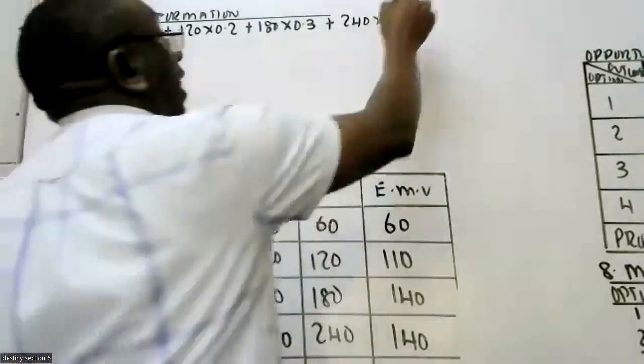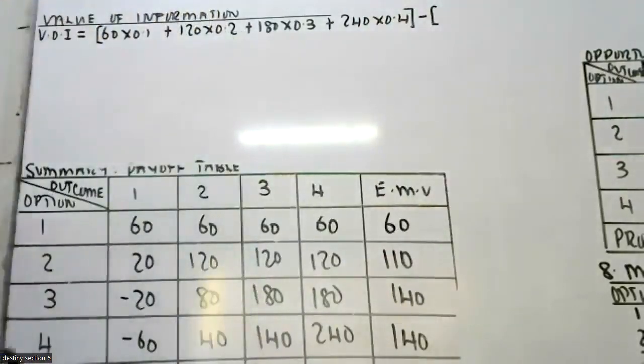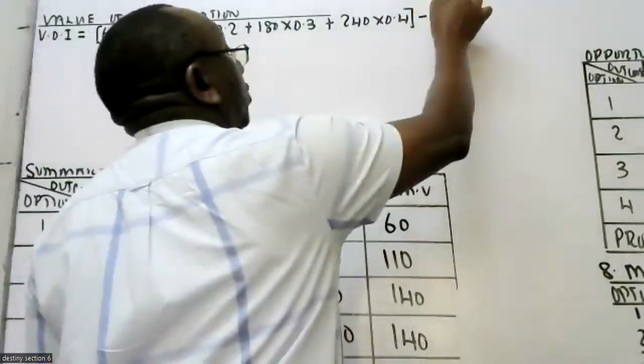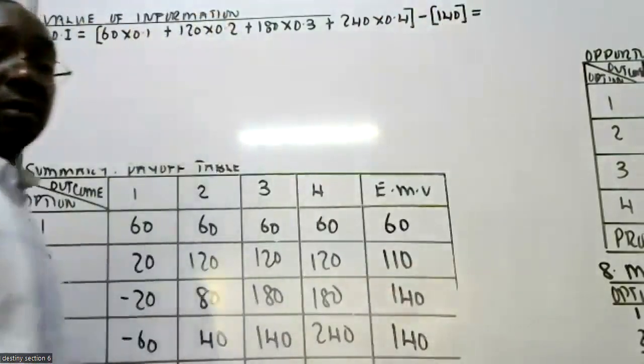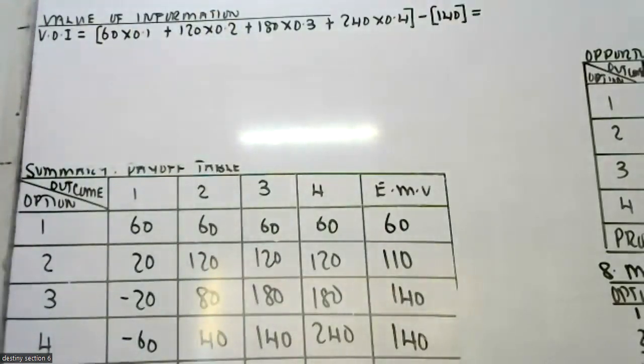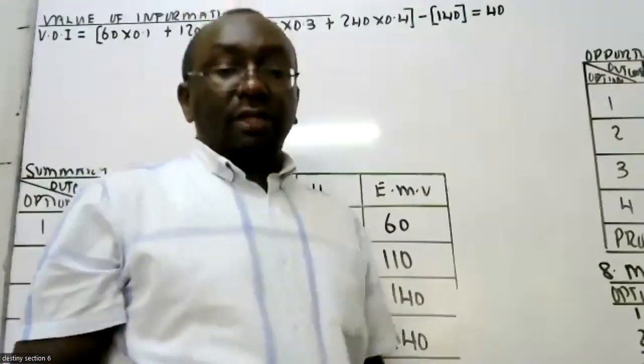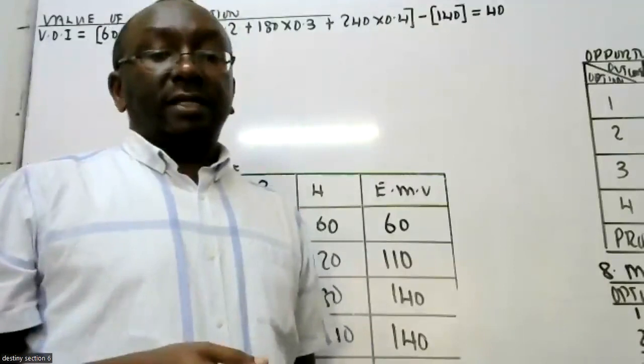So you pick the best, then you subtract the best EMV, the highest, which is 140. So that is the value of information, the maximum amount that you should be willing to pay to these guys so that they can help you make the right decision.